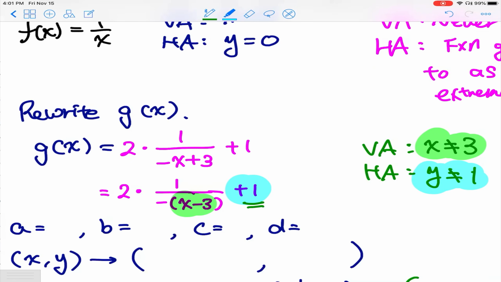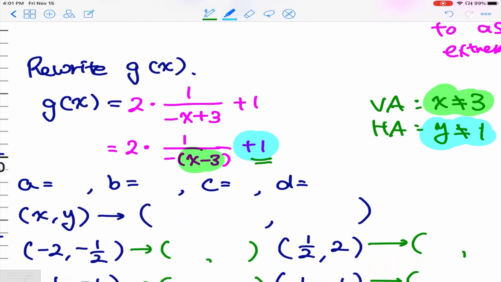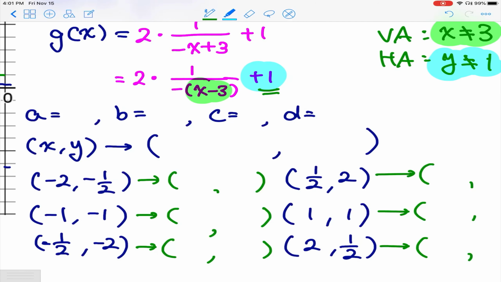Once you have rearranged them and found the vertical asymptote and the horizontal asymptote, all we can now find is the a, b, c, and d. Now, simple and easy here. Our a is what's at the front. Our b is then obviously -1. Our c is 3. Our d is 1. You should be able to tell what a, b, c, and d are basically by now.